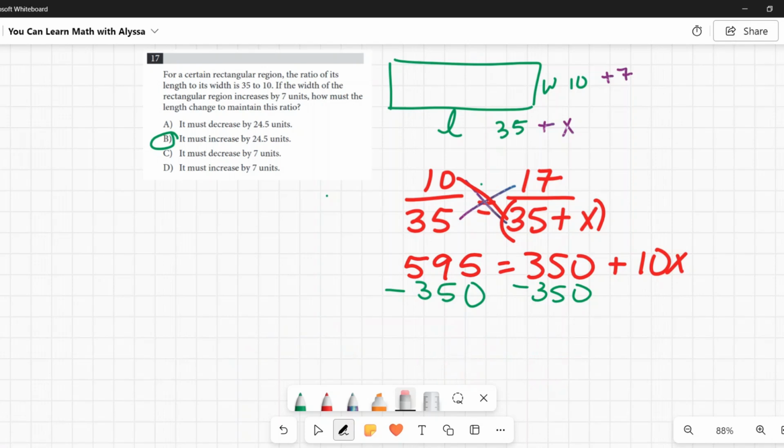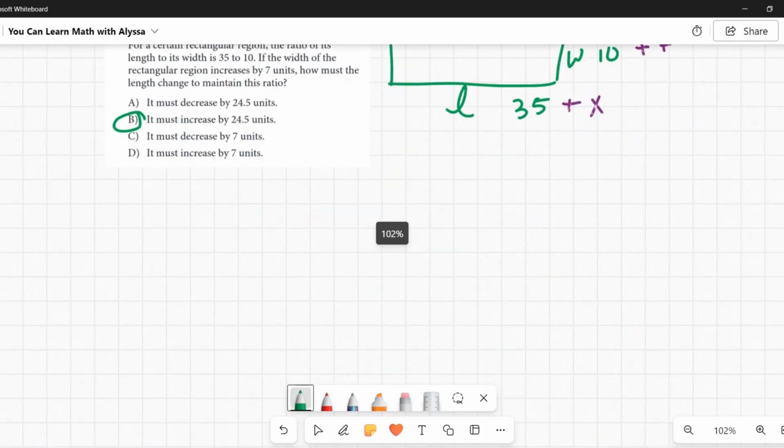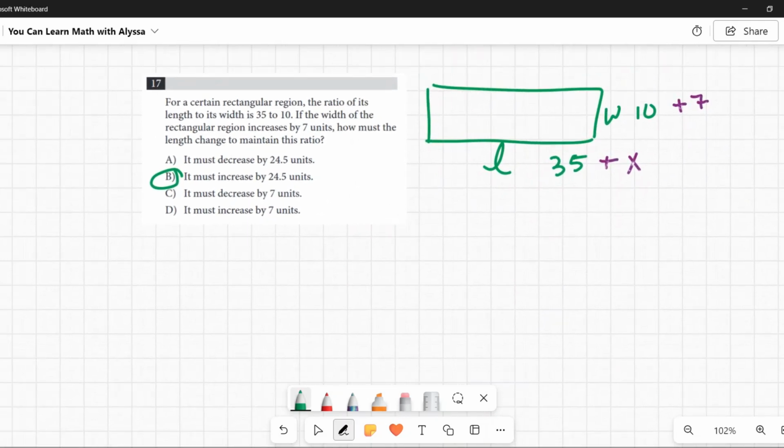Another way that you can look at it, and this may make more sense, the reason I'm showing you multiple ways is I want you to have multiple tools at your disposal and say what makes the most sense and what's the fastest, and that's what you're going to do. Okay, another way you can look at it is just look at the ratio.